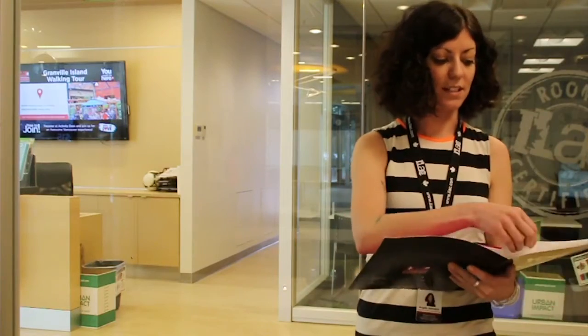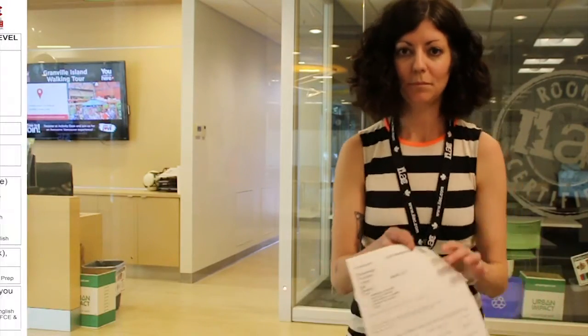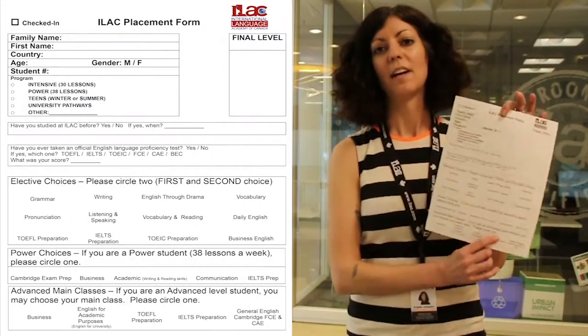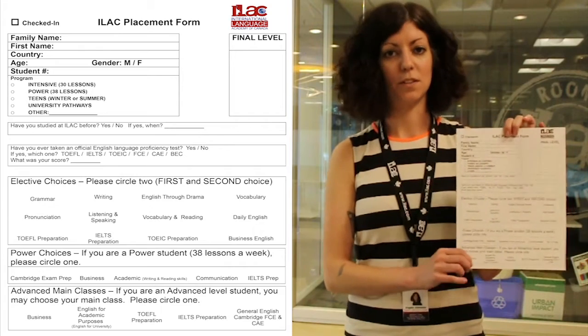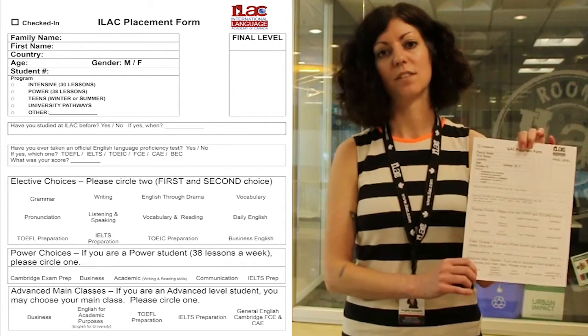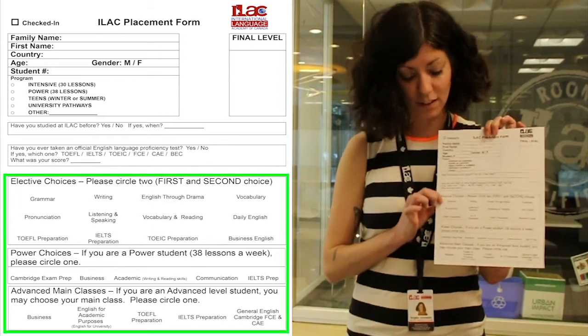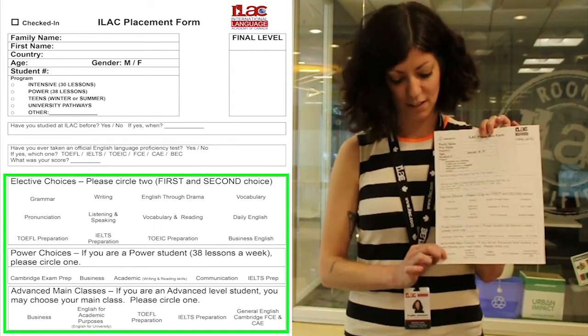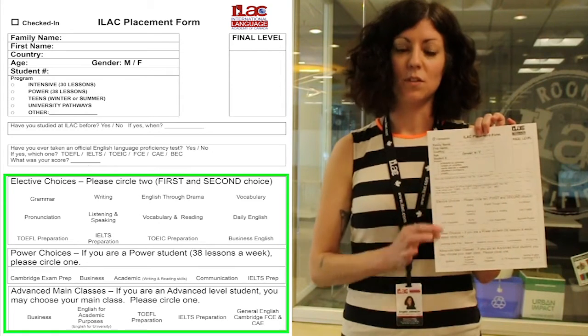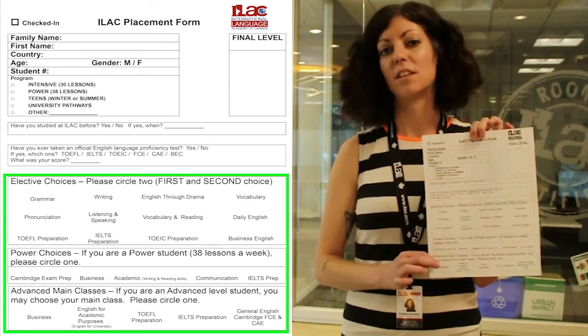What we're going to talk about today is the ILAC placement form. The ILAC placement form has all the information that we need to know about the student's personal information and the courses that they plan on taking. What you can see here down at the bottom is the elective choices, power choices, and main class choices. Most students should have this filled out, but this is the first thing that we look for.